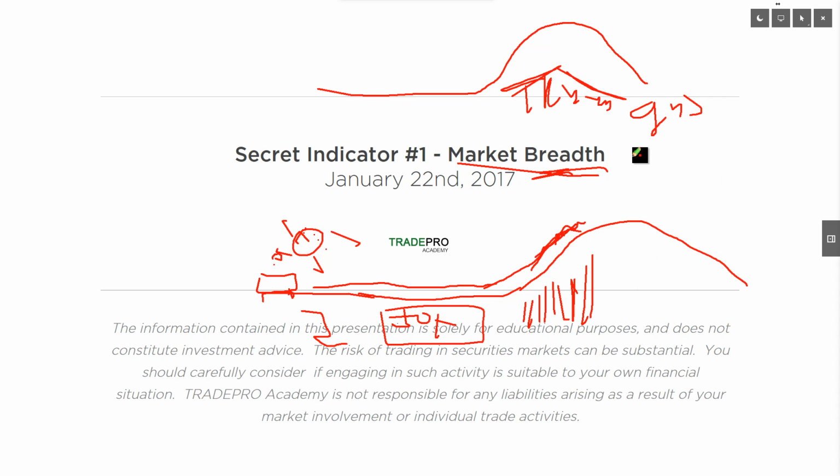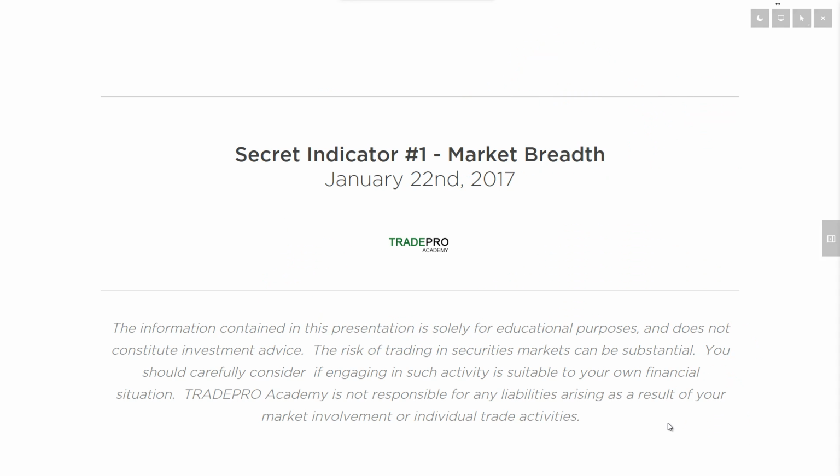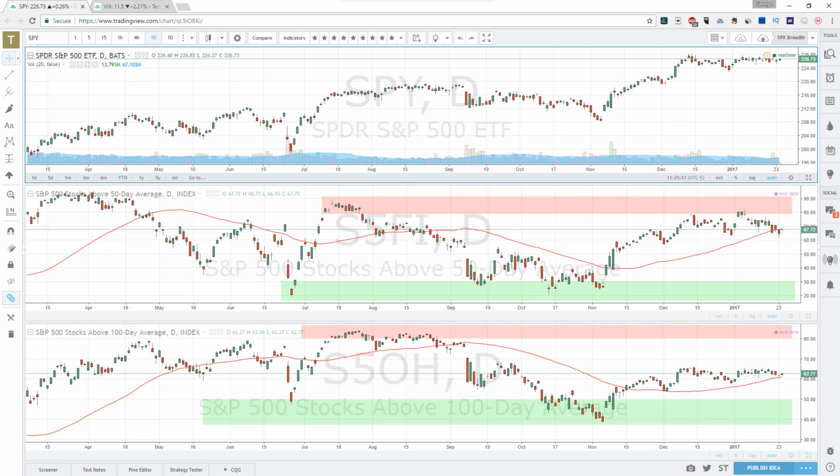And that's what ends up happening. You ran out of gas. That's what market breadth indicates. It shows you the internals of a market, and very few traders are familiar with this concept. What's one way to gauge market breadth? I'll show you that right now. It's using these two indicators.